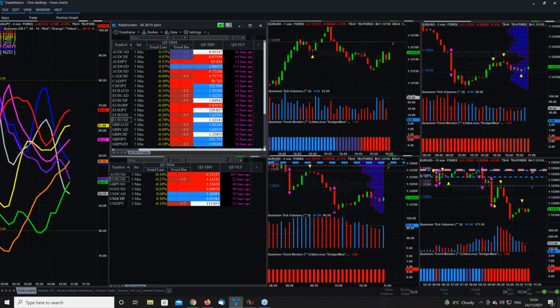But it just gives you a very, very quick way, very intuitive, fast way of scanning through the charts quickly, picking out the opportunities, getting a sense of what is going on.